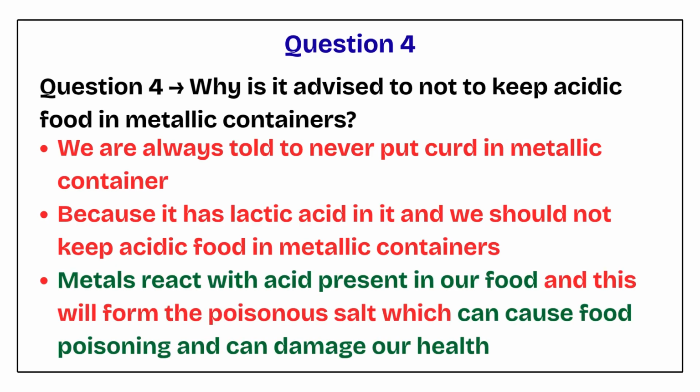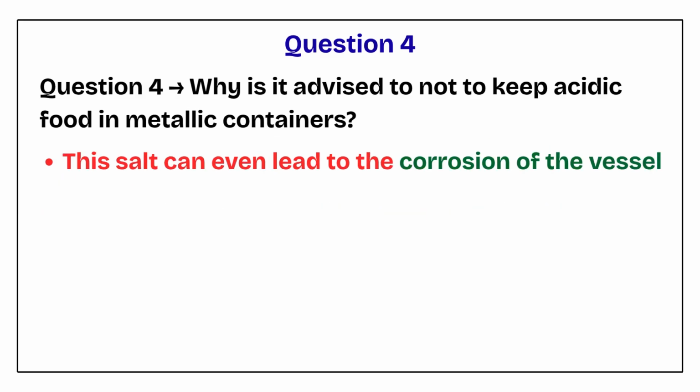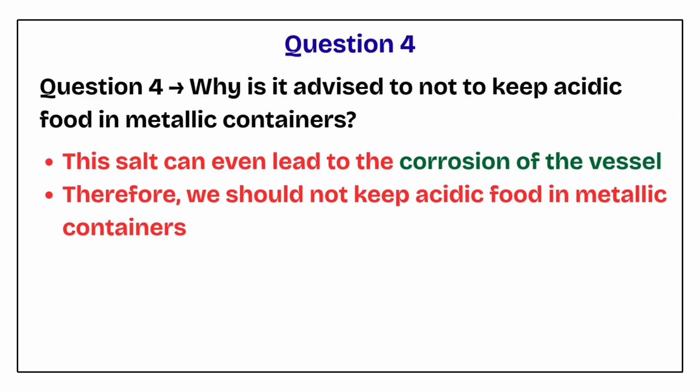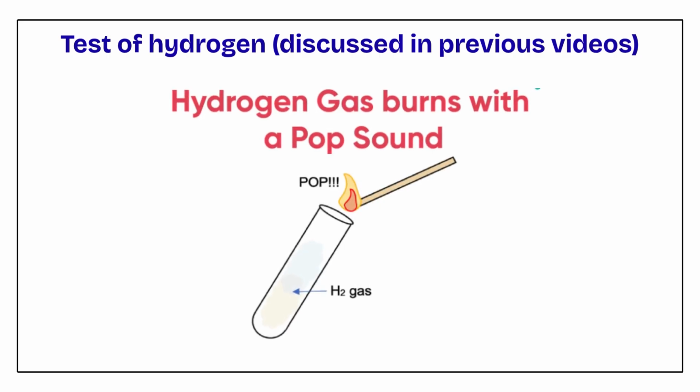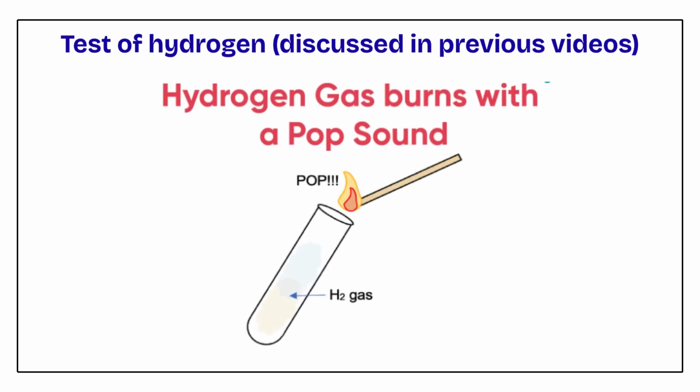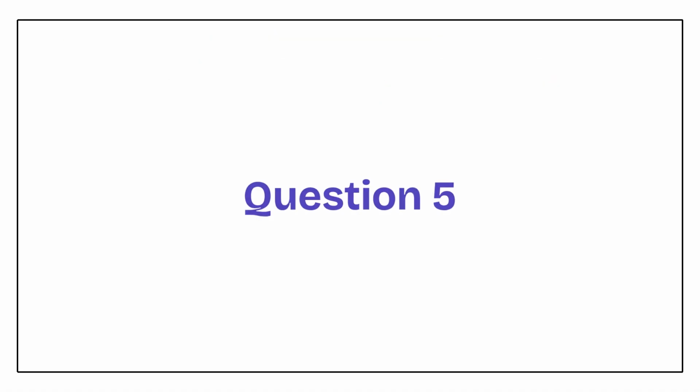This is because the metals react with the acid present in our food, and this will form the poisonous salt which can cause food poisoning and can damage our health. Besides that, you should also know that this salt which is formed can even lead to the corrosion of the vessel. So therefore, it is advised not to keep the acidic food in metallic container. To support your answer, we can also write that metal plus acid gives us salt and hydrogen gas. I have already discussed the test of hydrogen gas in my previous videos of chemical reactions.